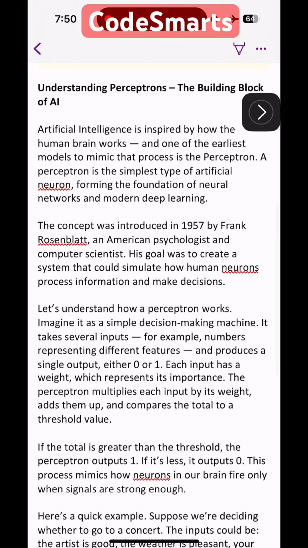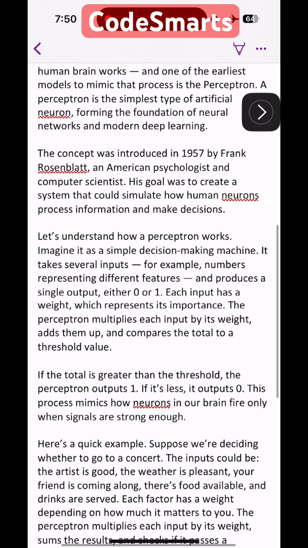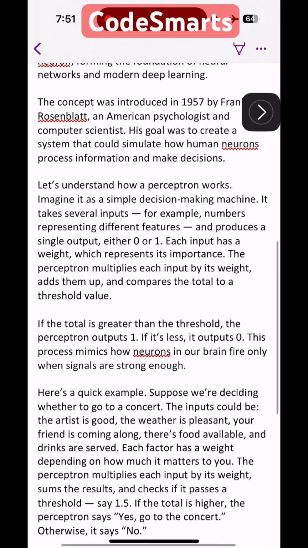deep learning. The concept was introduced in 1957 by Frank Rosenblatt, an American psychologist and computer scientist. His goal was to create a system that could simulate how human neurons process information and make decisions. Let's understand how a perceptron works. Imagine it as a simple decision-making machine.